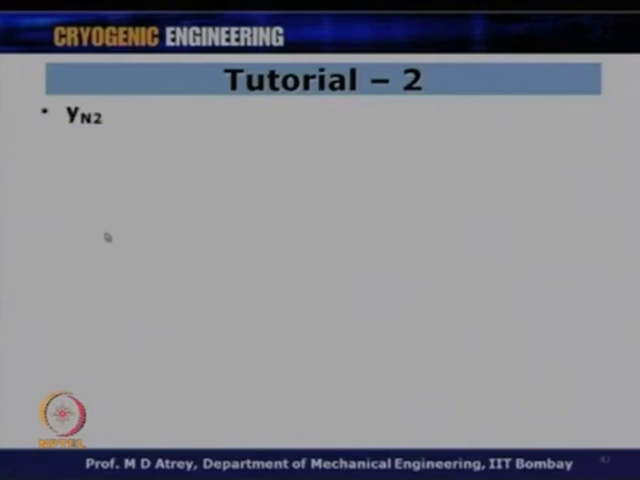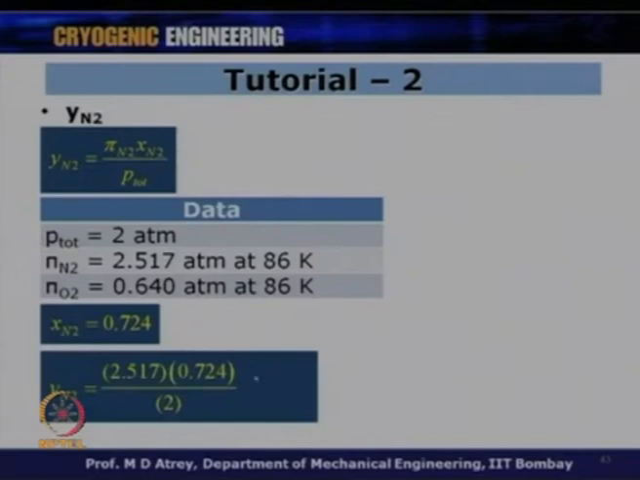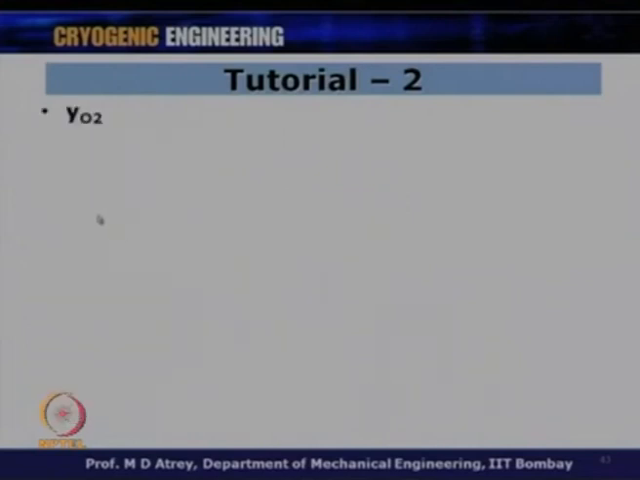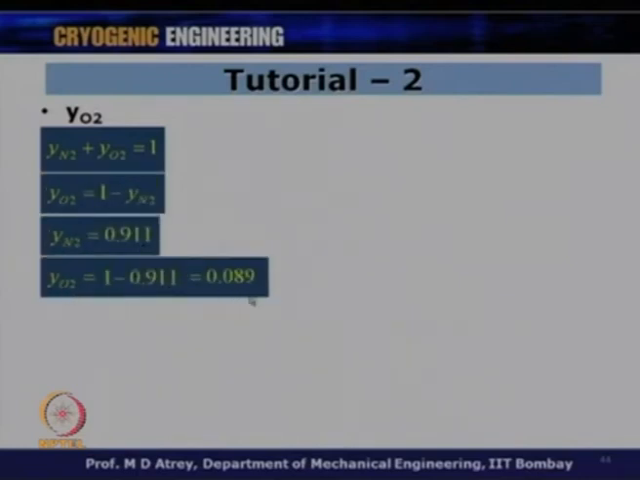I will get the value of y N2 in the same way, where I know the total pressure, I know the pi N2, and I know the x N2. Putting those values in, y N2 is calculated as 0.911. So, once I know pi N2 upon P total, I can relate y N2 with x N2. Similarly, y N2 plus y O2 is equal to 1, so 1 minus y N2 gives y O2, which is 0.089.